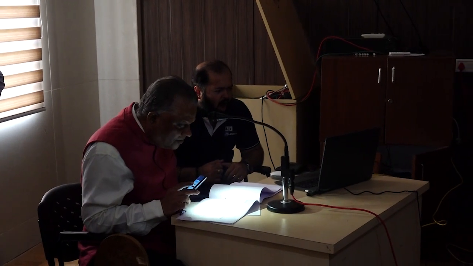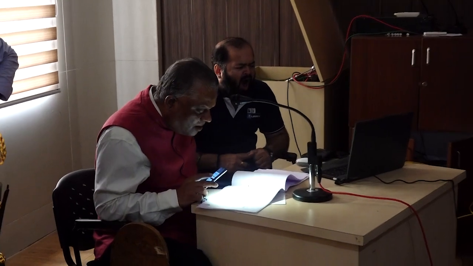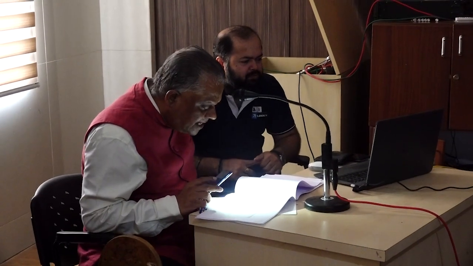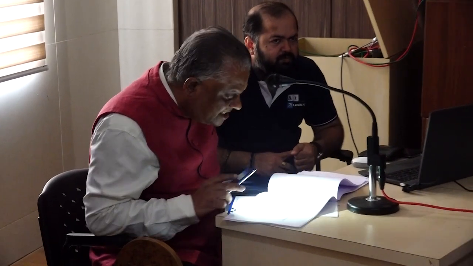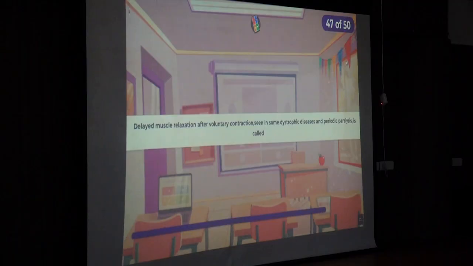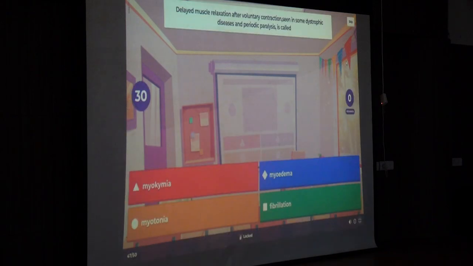Dialysis is indicated in which of the following? All patients with BUN more than 100, all patients with creatinine more than 10, if azotemia is advanced and dialysis is not an option. So these are the 4 options. In certain dystrophic diseases and periodic paralysis, this phenomenon is called myokymia, myoedema, myotonia, or fibrillation.